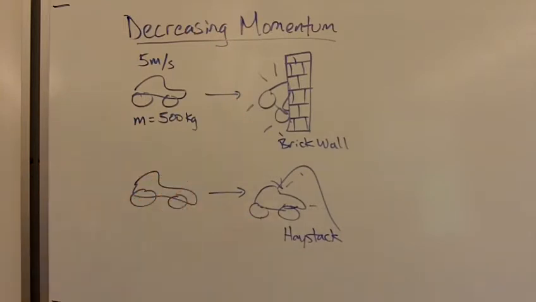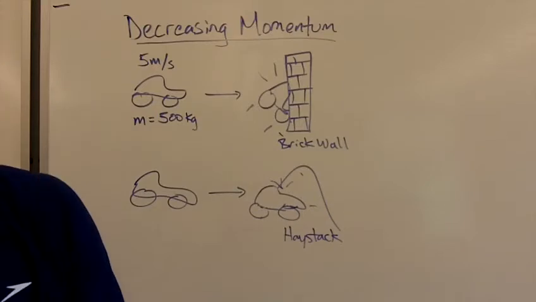A brick wall, of course, means you're going to come to a stop very quickly and your impact time will be very short. And a haystack, which would obviously have some more give to it, would increase your impact time, thereby reducing your impact force. But let's do this out here and see what we get.